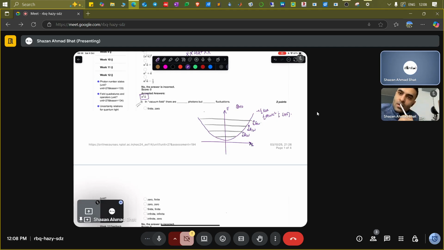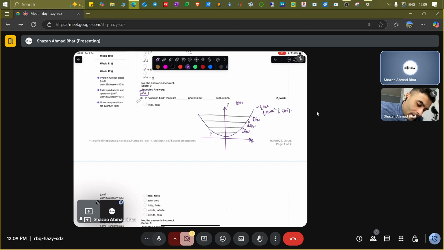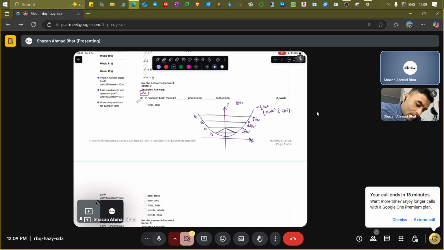This is E0, this is E1, E2, E3, and so on and so forth. Then you're going to get, using the solution of the quantum harmonic oscillator, where the solutions are the Legendre polynomial functions, something like this. Okay, so now this is the vacuum energy level, not the field.